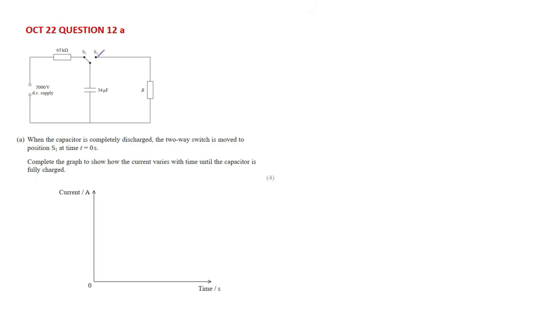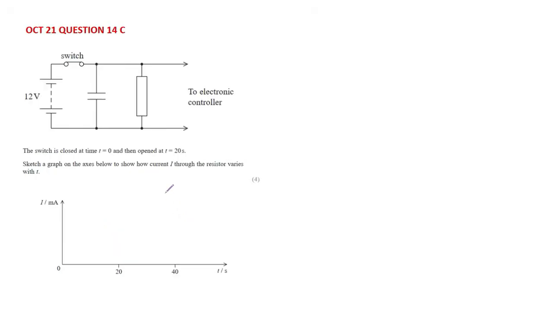The values might have been different, but the shape would be the same because the current-time graph is always the shape of an exponential decay curve, whether it's for a charging circuit or a discharging circuit. Always, no exception, right? So this is why I was a bit disappointed when I saw some of my students saying that they have problems with this question.